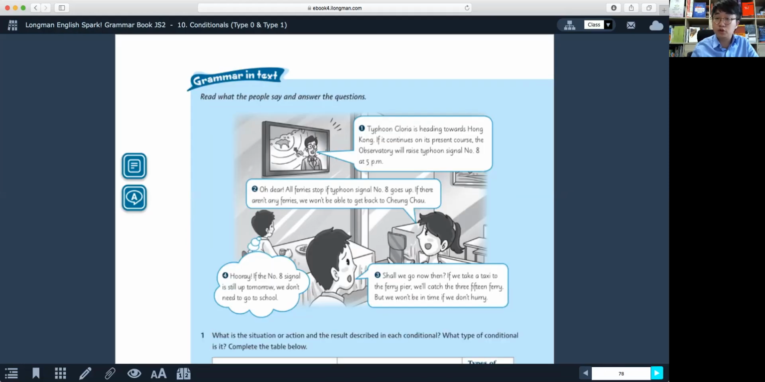All right, so this is your grammar book. If your grammar book is still in the school, don't worry, I will upload a PDF version of this chapter to e-class or Google Drive later, so that you don't have to go back to your school to get it. Because I know that many of you are still in mainland China, and you are unable to come back to Hong Kong now.